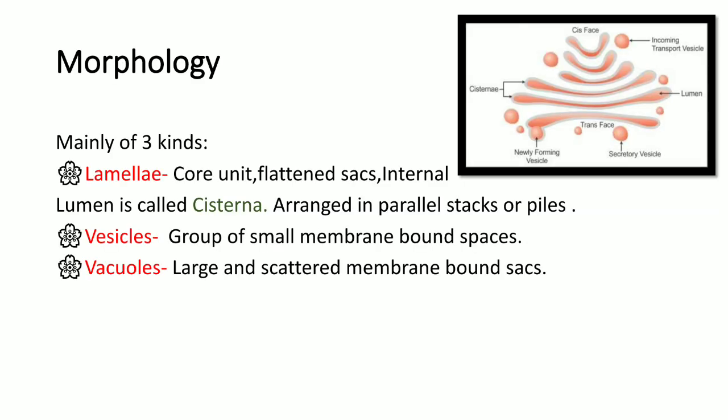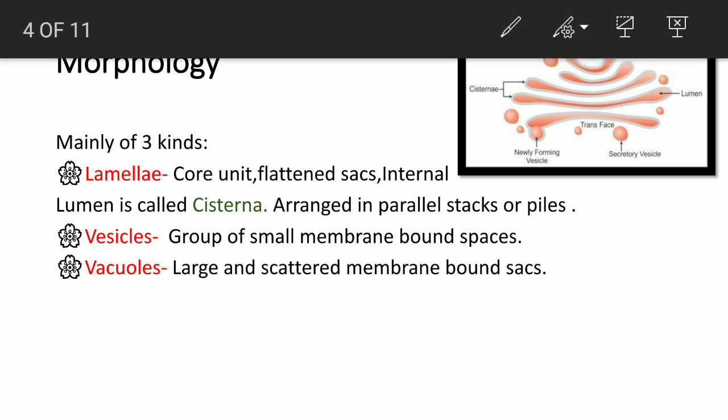Morphology. As told earlier, it is mainly of three kinds, that is lamellae, vesicle and vacuole. The lamellae is the core unit and it is made of flattened sacs. The internal lumen of lamellae is called cisternae. They are arranged in parallel stalks or piles.